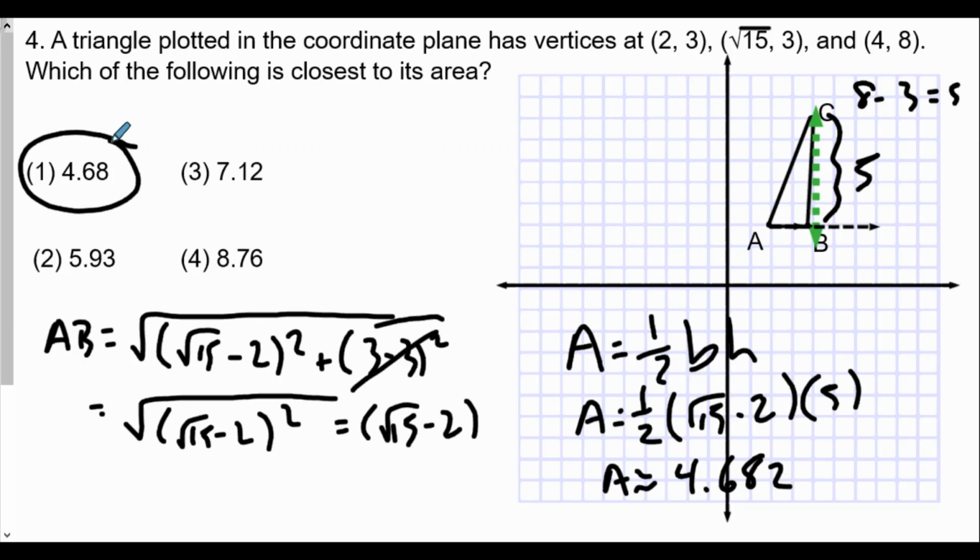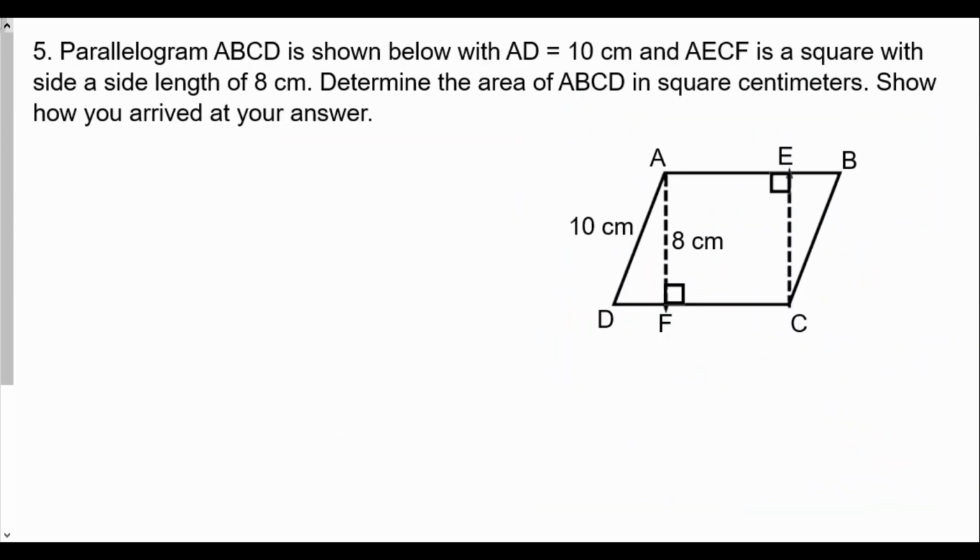Let's continue with part 2, question number 5. Here, parallelogram ABCD is shown below, with AD being 10 centimeters, and AECF is a square with a side length of 8 centimeters, which means in this case AF is 8 centimeters, so is FC. Now, if we can find the measure of FD, we should be able to find the area of the parallelogram, because the area of a parallelogram is equal to just base times height.